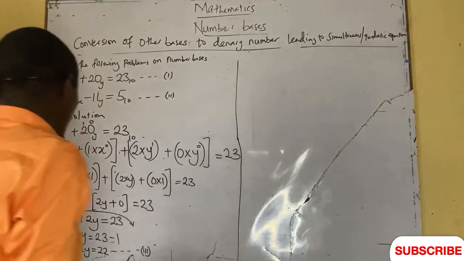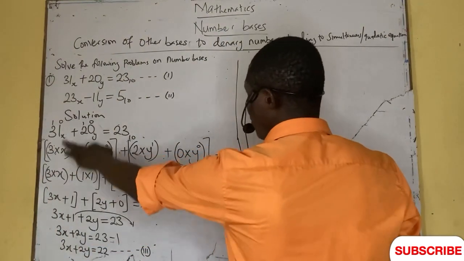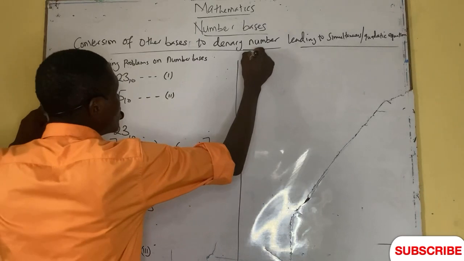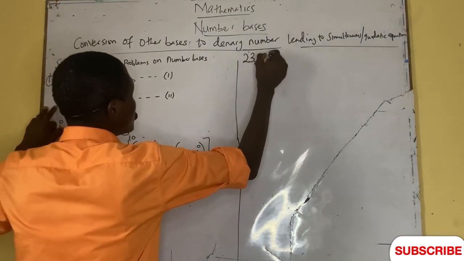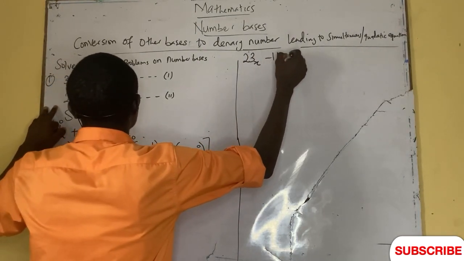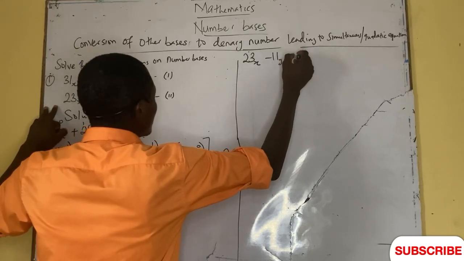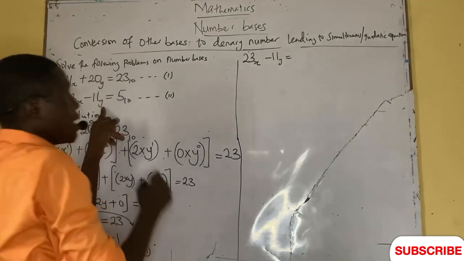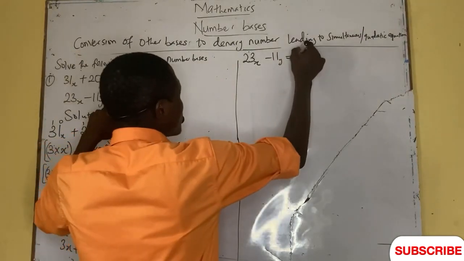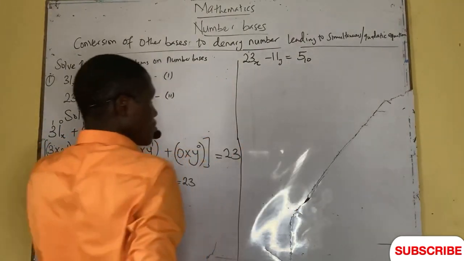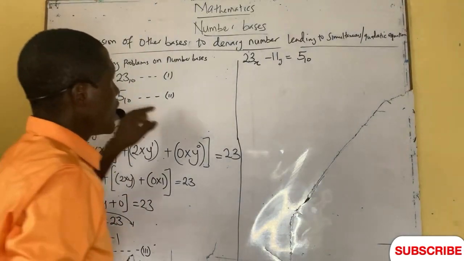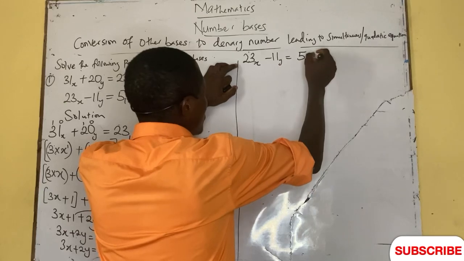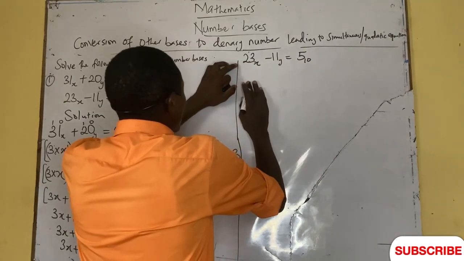Now, the next thing to do is to do the same thing to the second one. So we have 23 base x minus 11 base y. Please note that 1 base y is very, very important. Equal to 5 base 10. So here, please follow. We'll try to manage the space here, but please make sure that you are following.